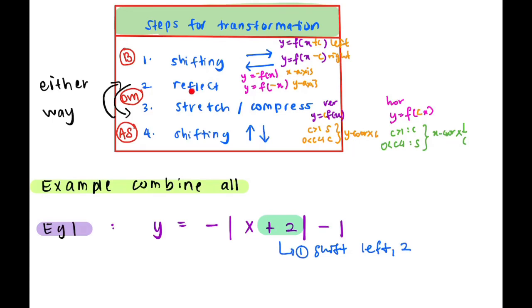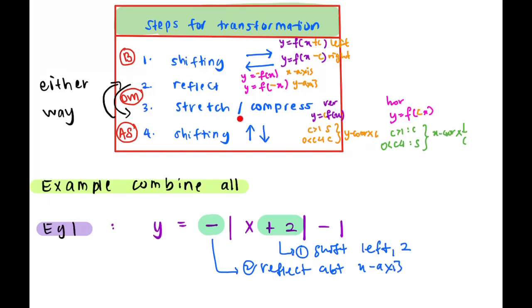Next, let's check, do you have reflection? Do you have minus outside or minus multiplied inside your x? Yes, you have minus outside here, meaning that this will be reflected about your x-axis. So this is your second transformation: reflect about the x-axis.